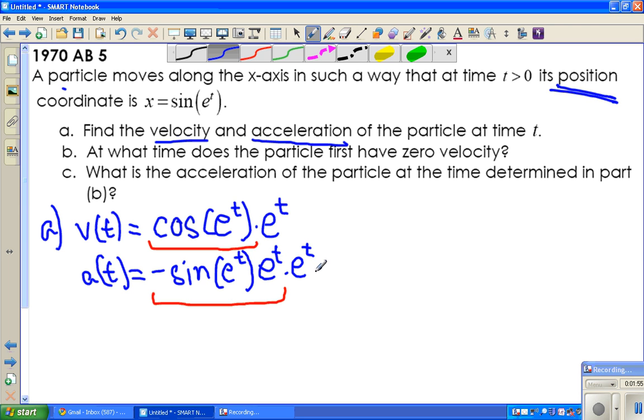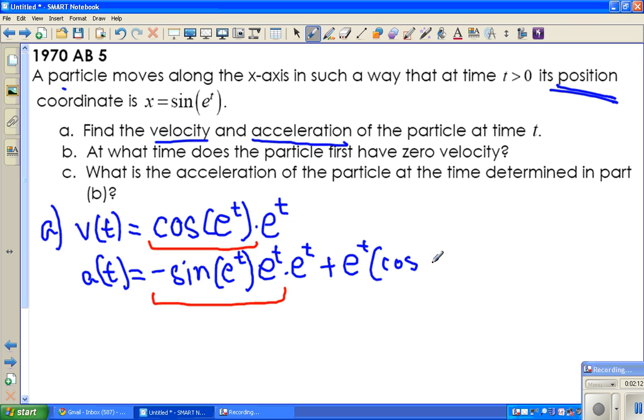Now let us go for the second one. Since we took the derivative of this one, we need to take the derivative of this and multiply by that. But you will realize that that is the same thing. There it goes, we answered A.